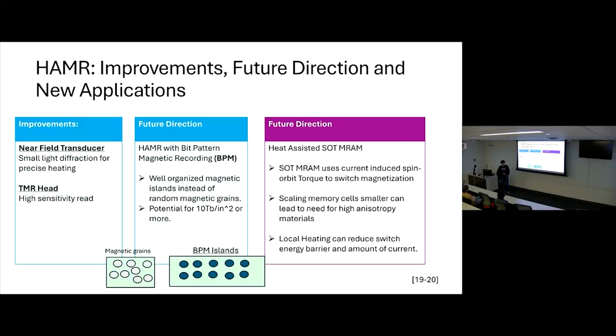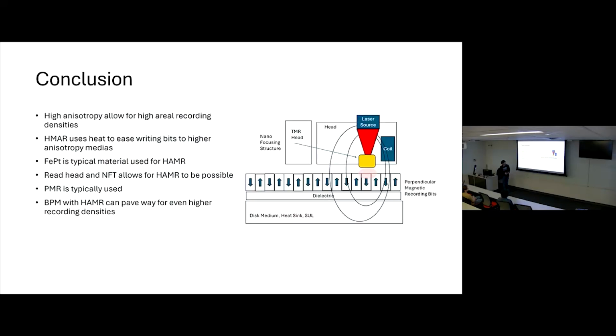And then another thing you can look at is heat-assisted SOT memory. That's where you use Joule heating current to heat the device, which makes it way easier to flip the magnetization. And yeah, that concludes my presentation.